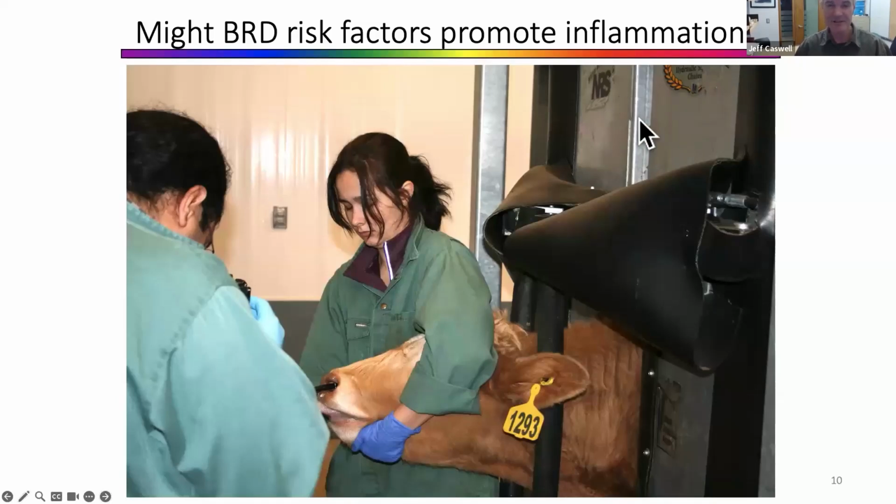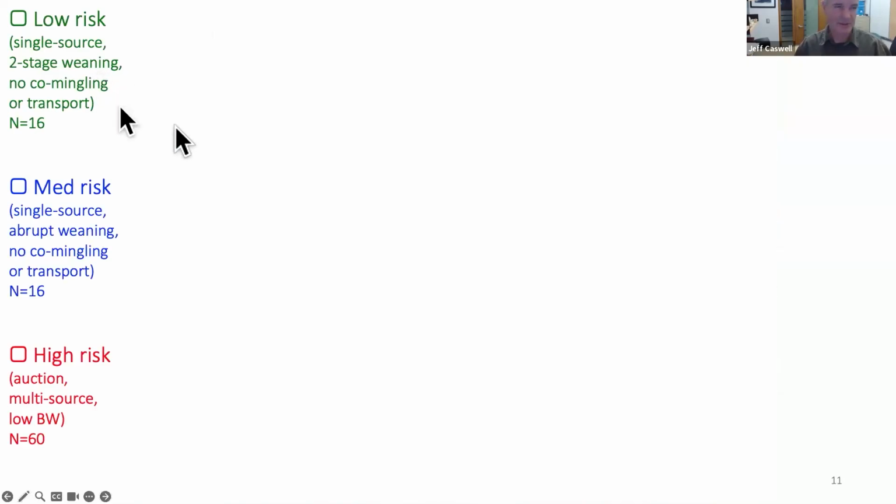This was, I think, the first study that was done in the new feedlot barn. And we tried to ask the question, might BRD risk factors promote inflammation? So for this study, we looked at three different groups. We looked at what we've called low-risk calves, single source. These came from OBRC. They were weaned by two-stage weaning. They were not commingled with other calves, and they were not transported. We had a group of medium risk calves, again from OBRC, so single source. They were subjected to abrupt weaning, but still no commingling or transport.